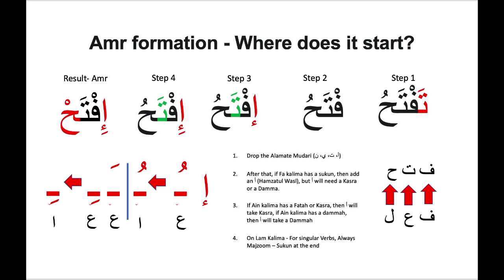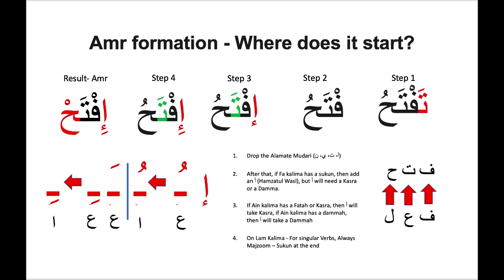The original word is fataha. So fa is fa kalima, ta is ain kalima, ha is lam kalima. So our rule says, if the ain kalima has got fatha or kasra, then alif will have kasra. If the ain kalima has got dhamma, then alif will have dhamma. So for formation of amr, we can have only kasra on alif or dhamma on alif. We cannot have fatah on the hamzatul wasl. Ain kalima ta has got fatah, therefore alif will have a kasra here.